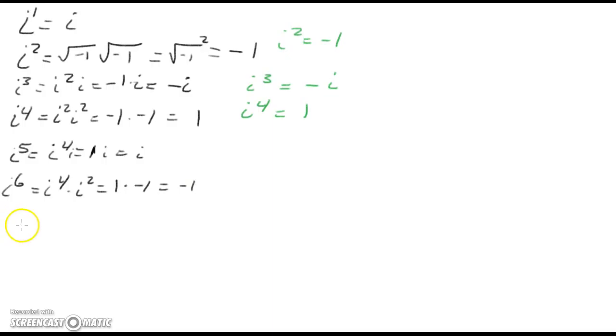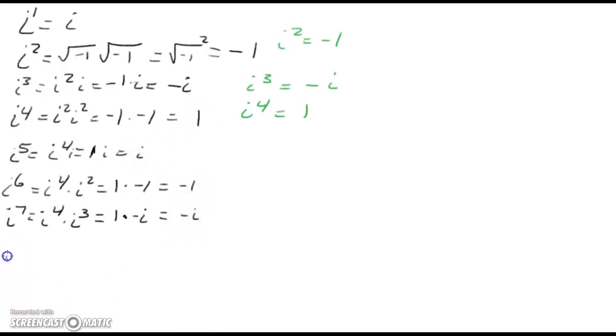What do you think the next one's going to be? If you're looking at this pattern, i, -1, -i, 1, i, -1. If we go to i to the seventh, that's the same thing as i to the fourth times i cubed, which really is just 1 times -i, because i cubed is -i. So this is -i. Is that what you thought it would be?